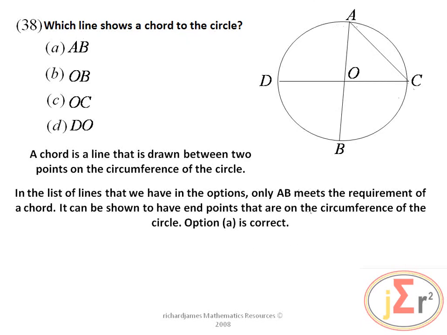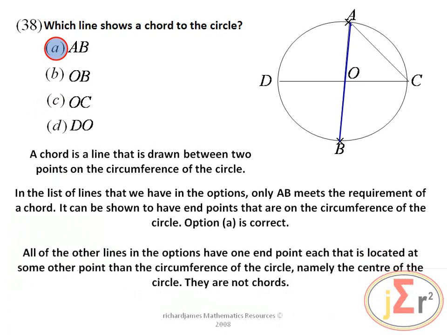In the list of lines that we have in the options, because we have a lot of chords there, only AB meets the requirement of a chord. It can be shown to have endpoints that are on the circumference of the circle. So we have A on the circumference and B on the circumference. Therefore, AB is a chord.